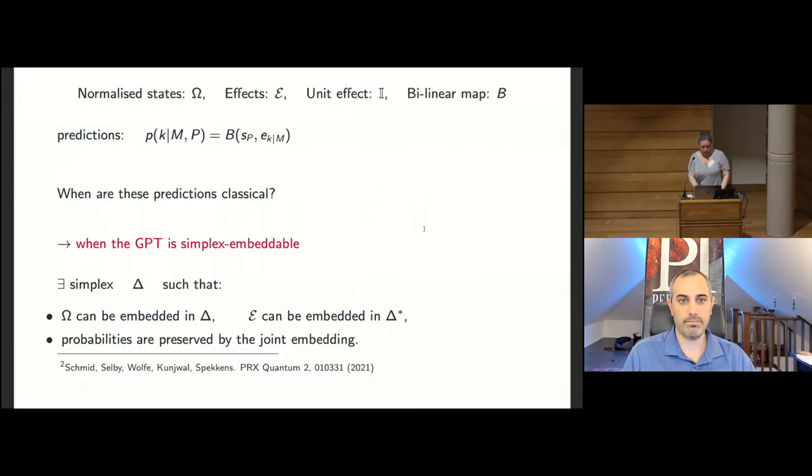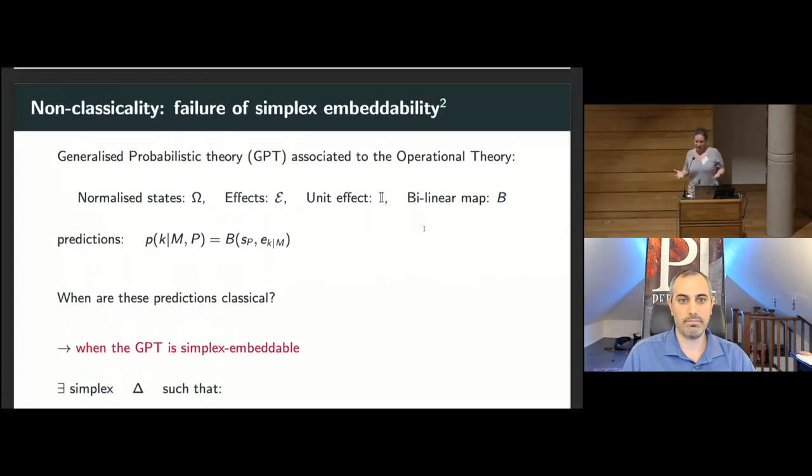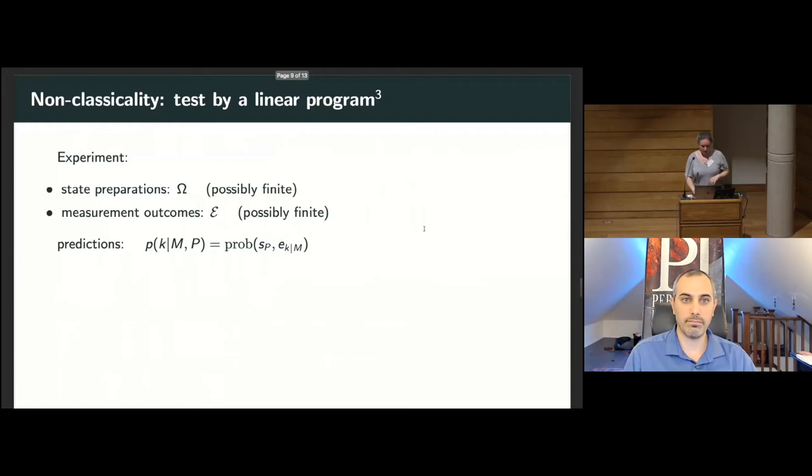But of course, this is a way to check classicality or non-classicality of a full theory. And usually when we are in our lab, we don't really have a full theory to play with. We just have some limited access to states, effects and preparations. So what we focus on here is actually that. What happens when, instead of looking at the full theory, we just look at the things that we have in our lab?